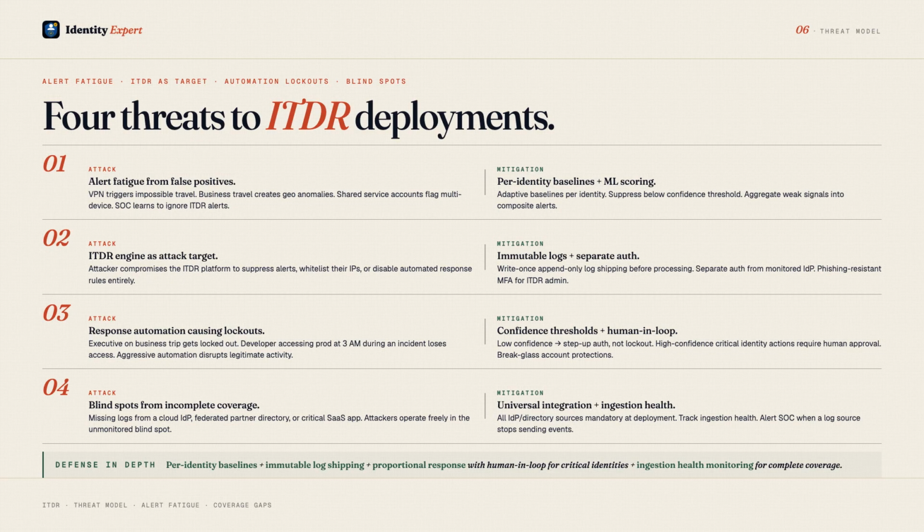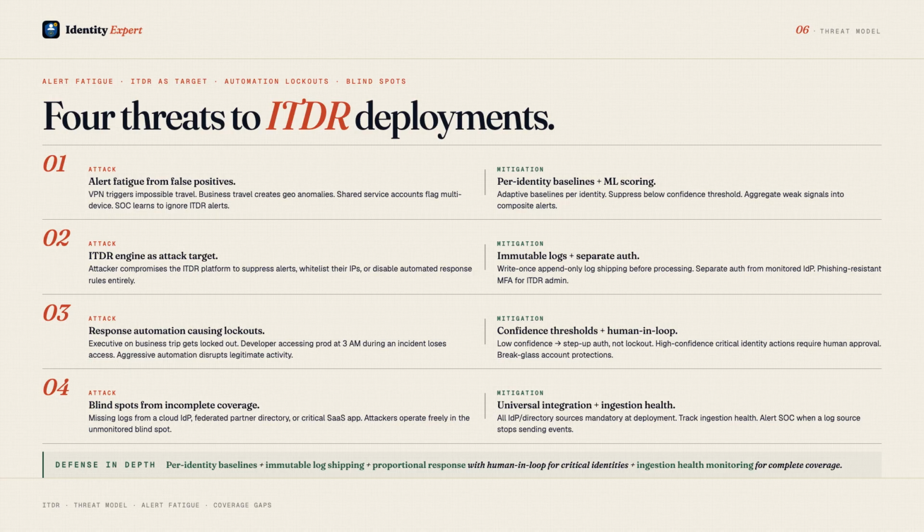Threat 2. ITDR itself as an attack target. An attacker who compromises the ITDR engine can suppress alerts for their own activity, whitelist their IP ranges, or disable automated response rules entirely. Mitigation, immutable log shipping. All identity events must be written to a write-once append-only log before the ITDR engine processes them. The engine must use separate authentication from the IDP it monitors. Admin access to the ITDR platform must require phishing-resistant MFA and must be logged to an independent audit trail.